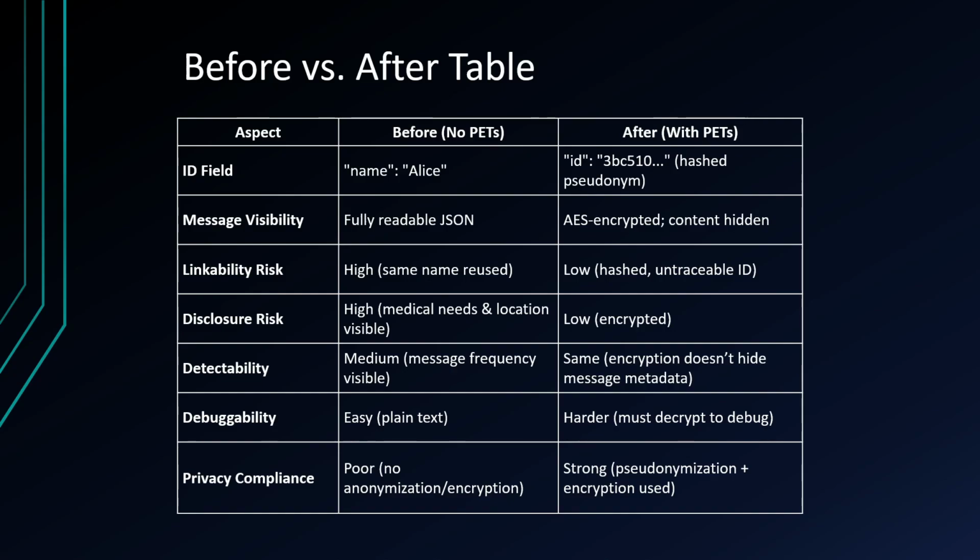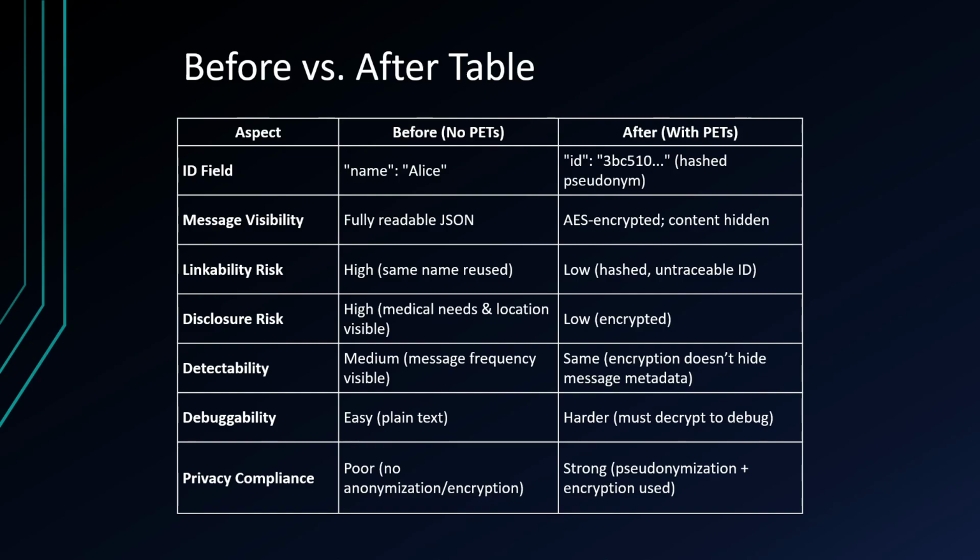So coming towards the disclosure risk, absence of any PETs can leave a very high disclosure risk, because medical needs and the location is completely visible in plain text. But after implementing AES encryption, the disclosure risk is pretty low, because the payload is completely encrypted.